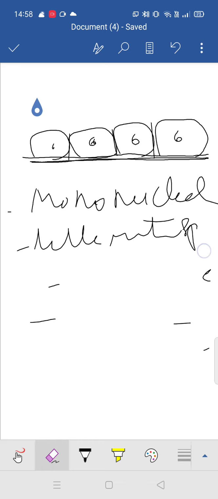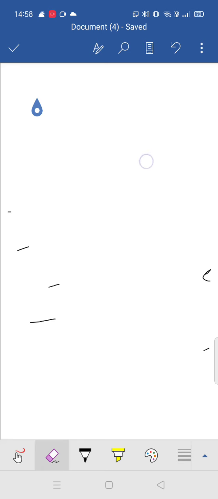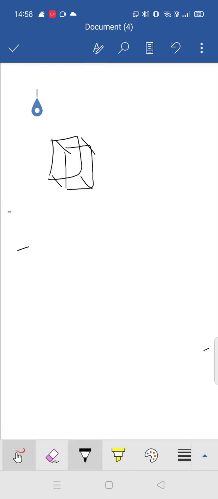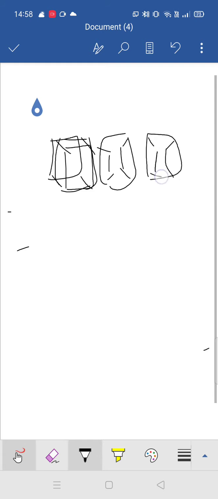In case of simple cuboidal, this is the shape of a cuboid. All cells are like cubicles. They also have the nucleus at one level, the base level. All the nuclei are at base level, positioned at the base of the cell. They are in cuboidal shape.